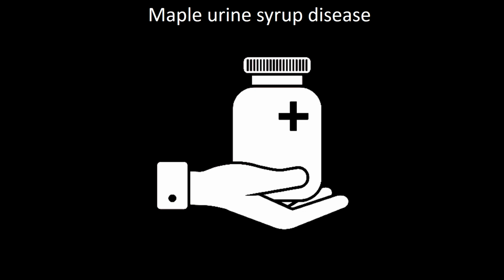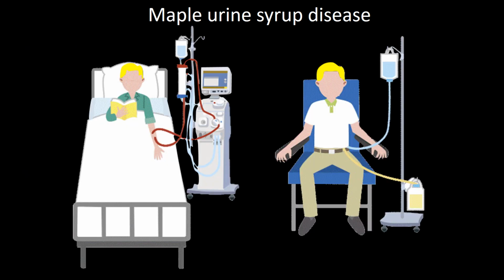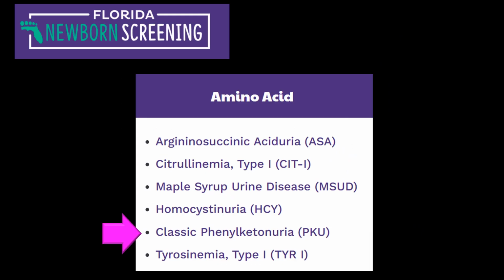Treatment of maple syrup urine disease consists of metabolic support, dietary restriction of branched-chain amino acids guided by plasma levels, thiamine in some cases, aggressive treatment of the decompensation, which consists of stopping leucine and judicious use of supplements such as isoleucine, valine, glutamine, alanine, and tyrosine, and the use of sodium phenylbutyrate. Hemodialysis and peritoneal dialysis are sometimes needed. The last condition mentioned in this question was classic PKU.